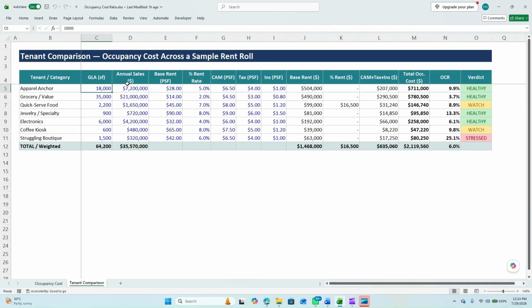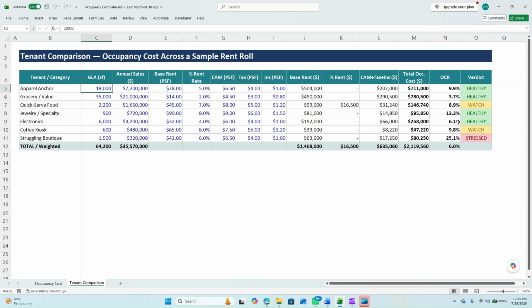In this table, there are several different types of tenants, and we have used the same method to calculate the occupancy cost ratio and marked each of the tenants as a healthy tenant, a tenant to be watched out for, or a stressed tenant. Now, why do we need to watch out for tenants having a higher occupancy cost ratio? It is because in case the ratio is higher, there is a risk that this tenant might not renew the lease when the lease comes up for renewal.